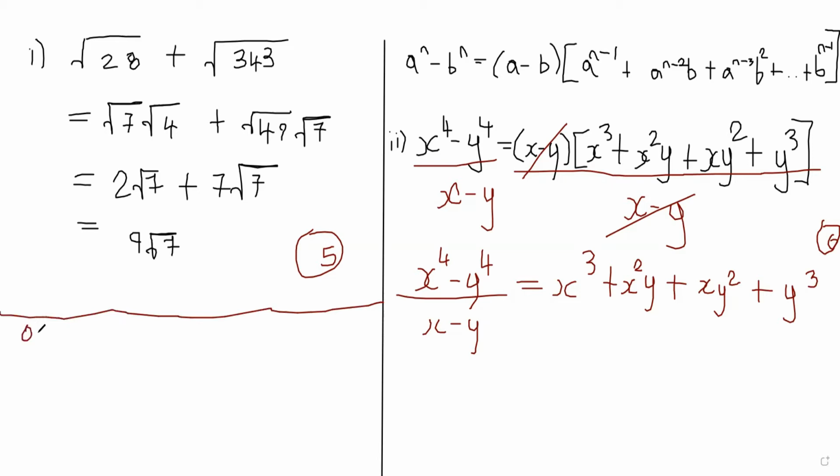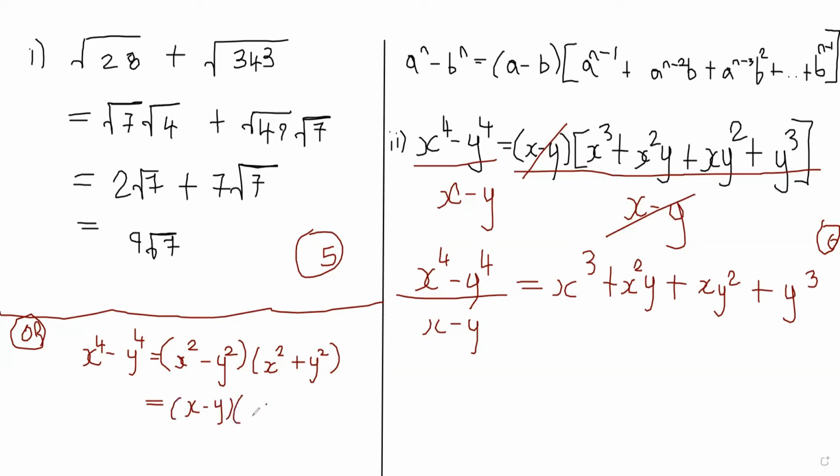Alternately, maybe you never thought of using that formula. You could have said x to the 4 minus y to the 4 is, using difference of 2 squares, x squared minus y squared multiplied by x squared plus y squared. That's using difference of 2 squares. But then we also notice that x squared minus y squared can break down further. And so we end up getting that x to the 4 minus y to the 4 is now x minus y times x plus y times x squared plus y squared.